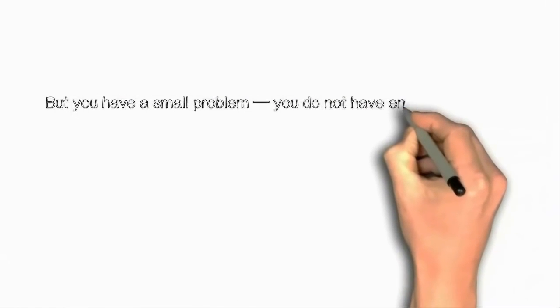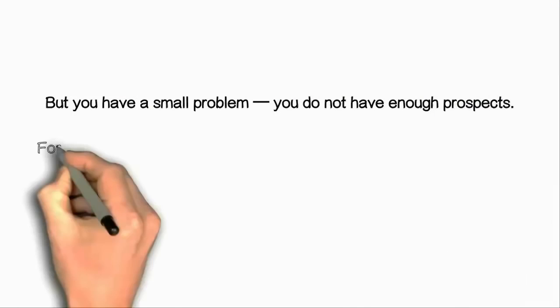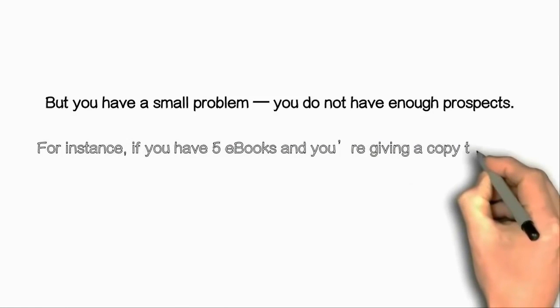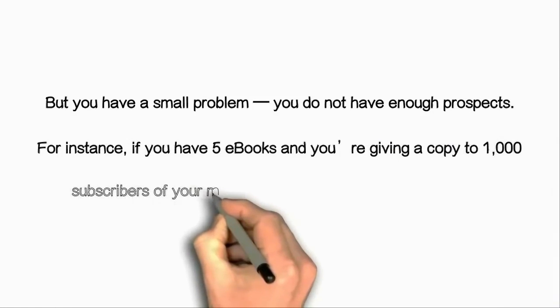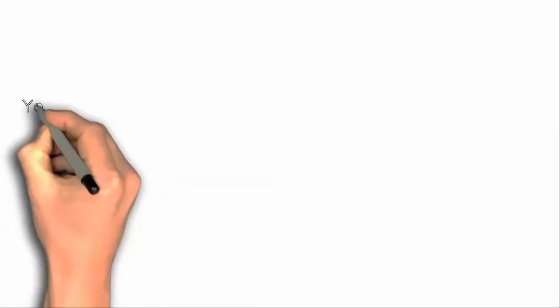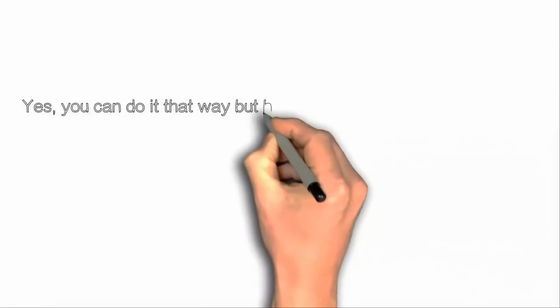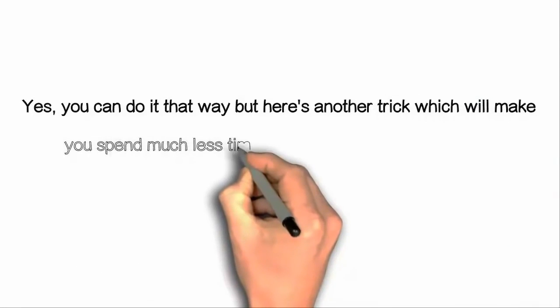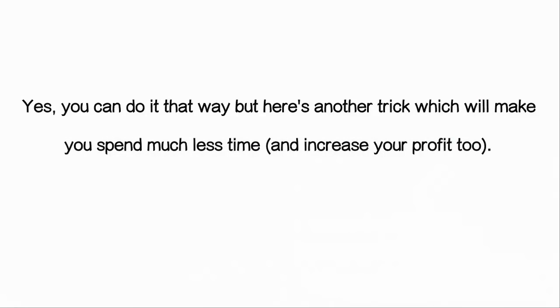But you have a small problem. You do not have enough prospects or leads. For instance, if you have 5 ebooks and you're giving a copy to 1,000 subscribers of your mailing list, you will need 5,000 subscribers. Yes, you can do that way, but here's another trick which will make you spend much less time and increase your profit too.